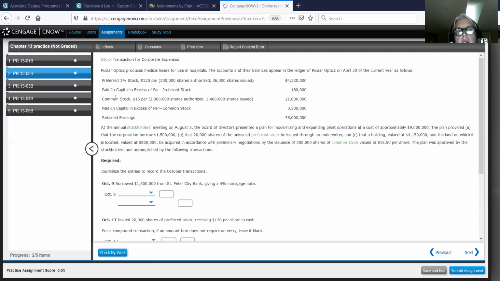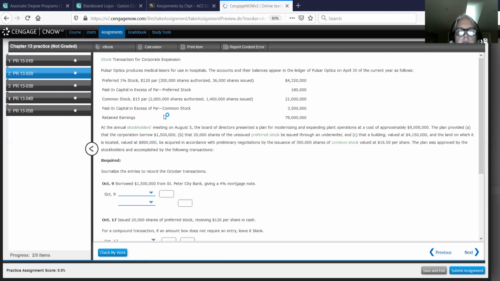I might also like to add that all of your paid-in capital accounts are what we call adjunct accounts. That means they add to the stock accounts that they are representing. So in the case of paid-in capital in excess of par on preferred stock, this would be added to the preferred stock par value to get the total amount of the price that the stock was selling for at the time that they issued these 36,000 shares.